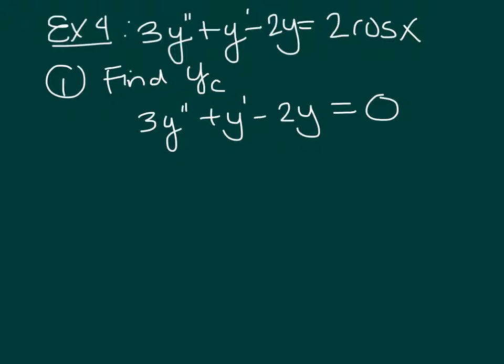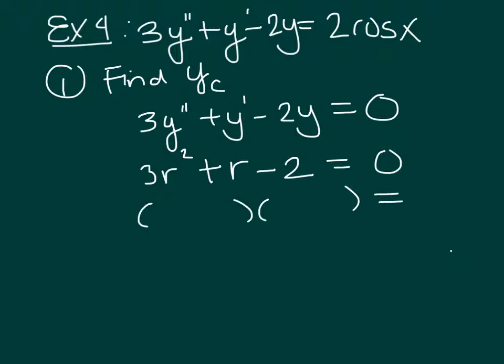So we have 3r squared plus r minus 2 equals 0. This is just a quadratic equation, so we can go ahead and factor. We have our 2 binomials, and there's no greatest common factor.